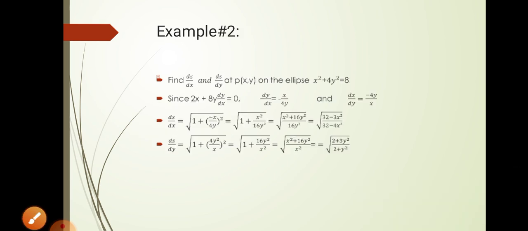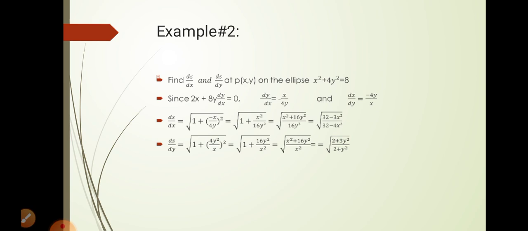So for example number 2, you may find ds over dx and ds over dy at P(x, y) on the ellipse x squared plus 4y squared is equal to 8.